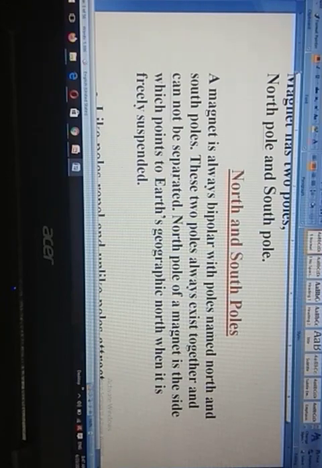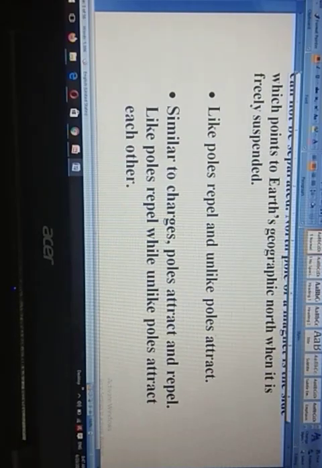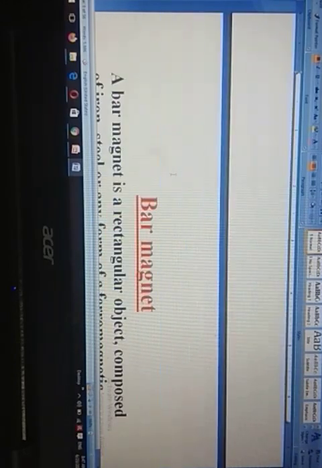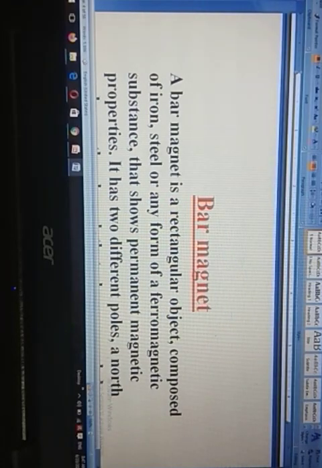The north pole of a magnet is the side which points to the earth's geographical north when it is freely suspended. Like poles repel and unlike poles attract each other. Similarly, with charges, like charges repel while unlike charges attract each other. Now we will study the bar magnet. What is a bar magnet?